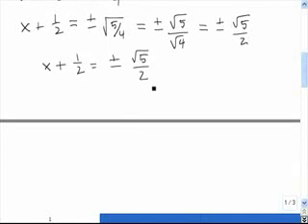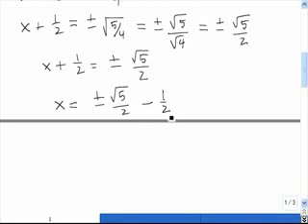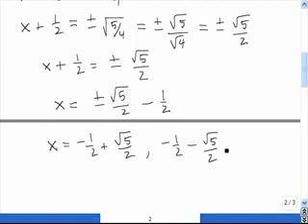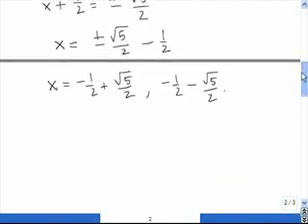Now what we need to do is subtract 1/2 from both sides. And finally, we need to write out the two solutions that are contained in this simplified statement. Okay, these are the two solutions to the given quadratic equation. Let's do another problem.